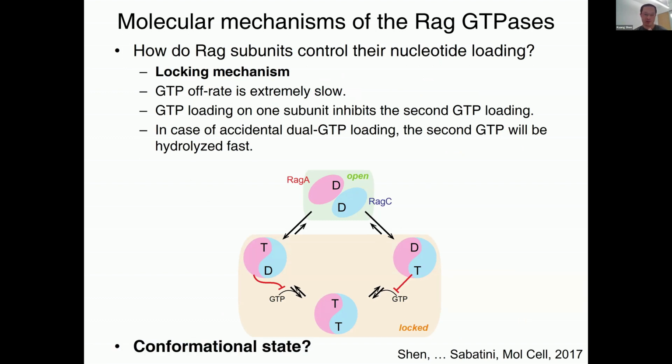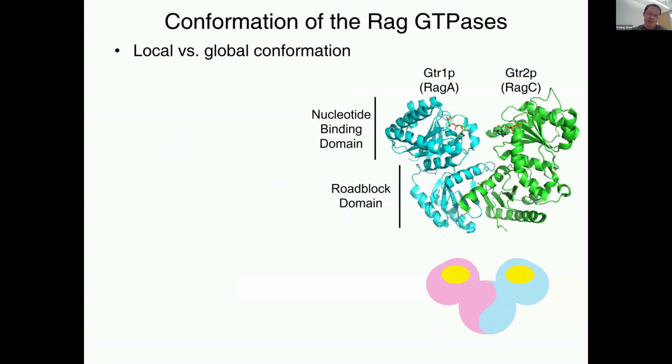And now it's a question, how about the conformational state? We start to correlate the nucleotide loading state with a functional state, but we're missing one link, which is the conformation of this Rag GTPase heterodimer when it carries out its function. So we need to define this a little bit better here. For the Rag GTPase, we have to distinguish the local conformation from the global conformation. In the case of local conformation, we mean the conformation of the nucleotide binding domain in response to different nucleotides.